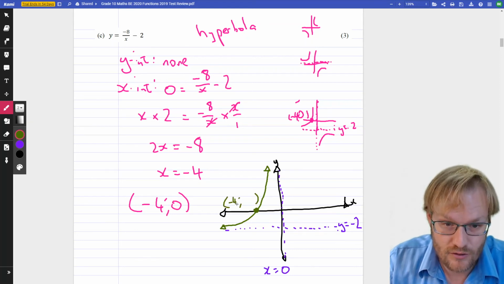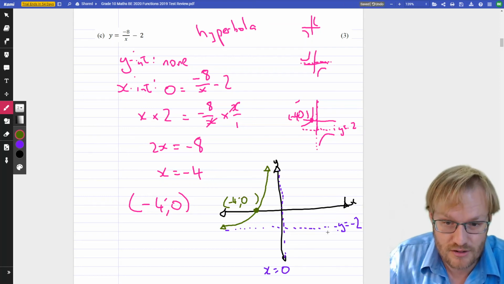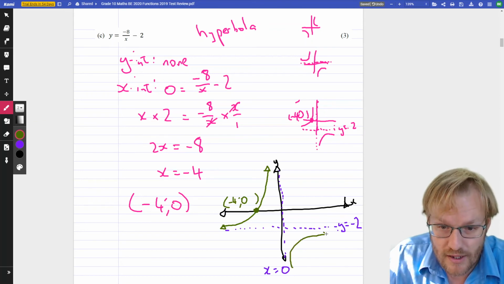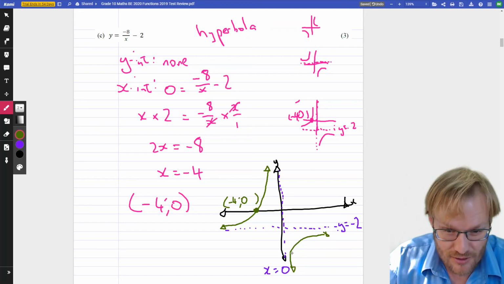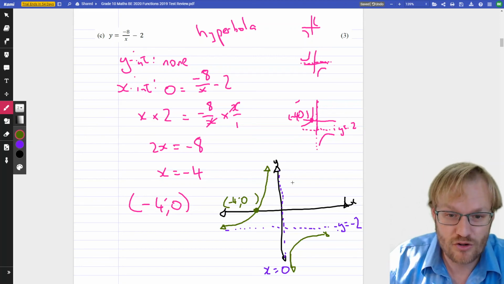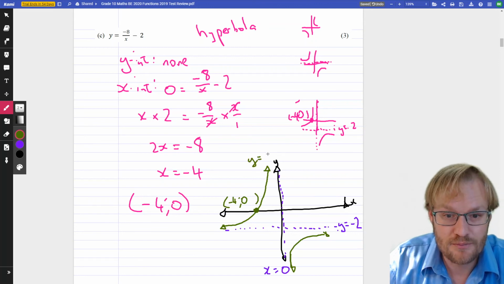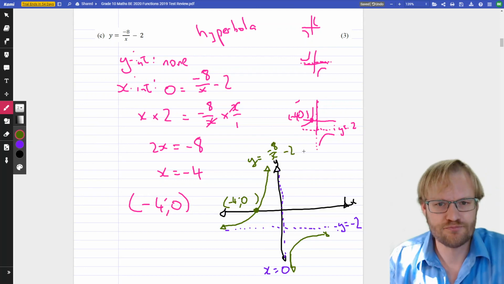It's minus 4, 0. We know this one here was in this quadrant and moved down. It can't cross this asymptote. It's going to get closer and closer to it, so I'm just going to draw it like that. Importantly, you can't draw it going away, because it doesn't go away from the asymptote. So it should kind of get in tighter there. There we go. For completion, I want to label this y equals minus 8 over x minus 2.